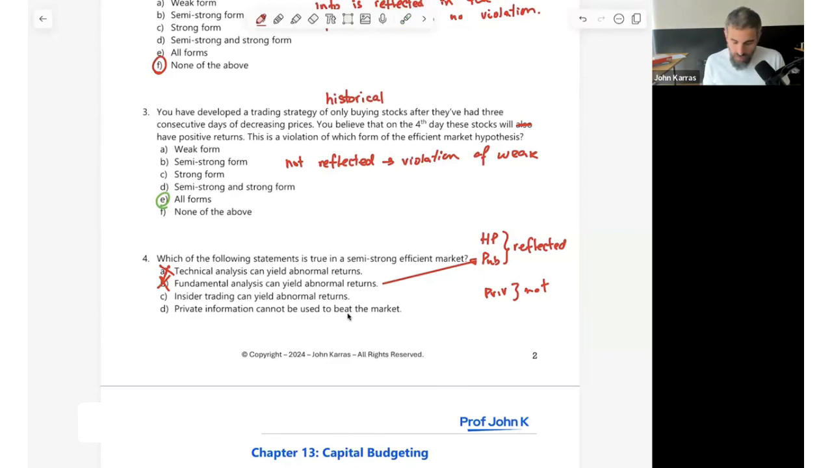Insider trading, aha, now that's private information. This can be used to earn abnormal returns because it's not reflected in the price. And then D is wrong. Okay. I'll say it one last time, then we're done with this chapter, okay? When something is reflected in the price, it does not give you an advantage. You cannot use it to earn abnormal returns.